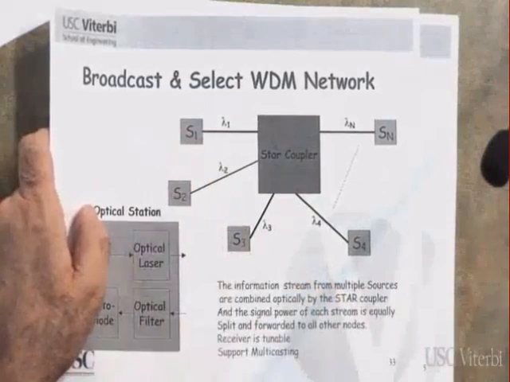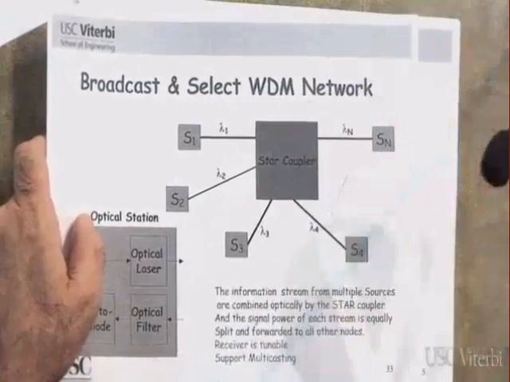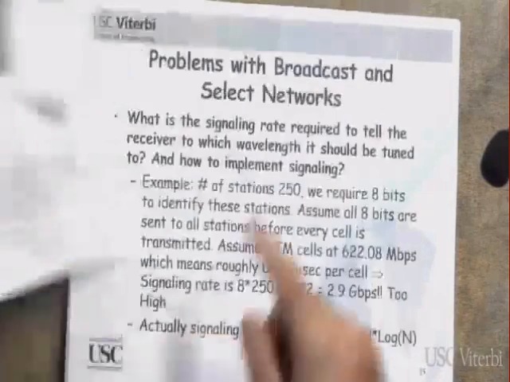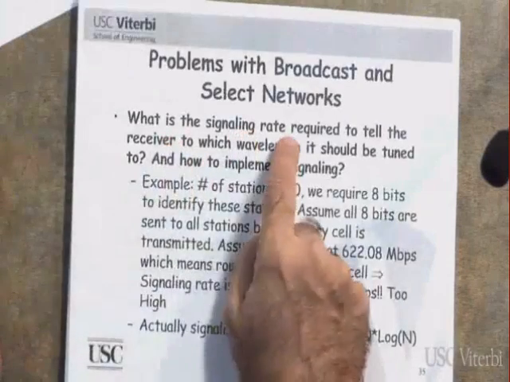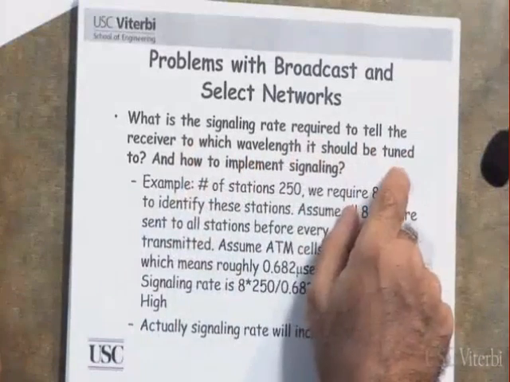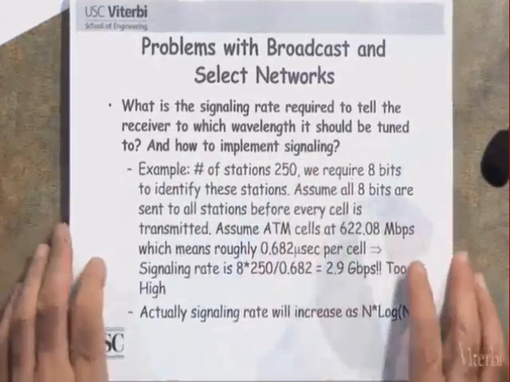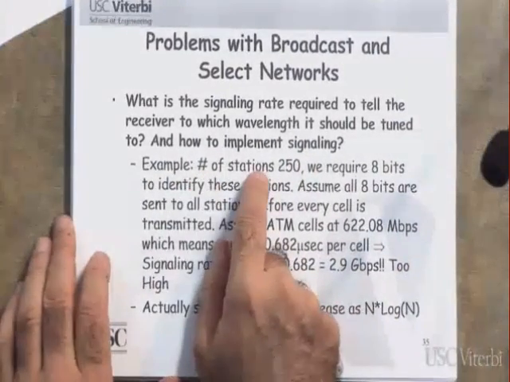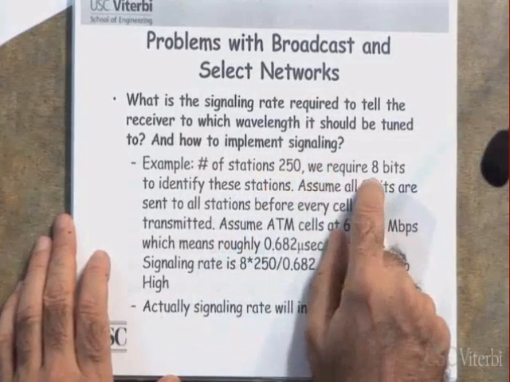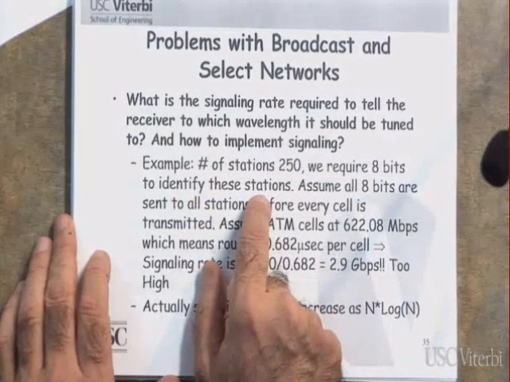S1 needs to first of all signal S2, SN, telling it: I want to send some information to you. Did you get my point or not? So signaling. What is the signaling rate required to tell the receiver to which wavelength it should be tuned to, and how to implement signaling. Let's take an example. Suppose the number of stations is 250. What do we need? We need, first of all, 8 bits to identify these stations.